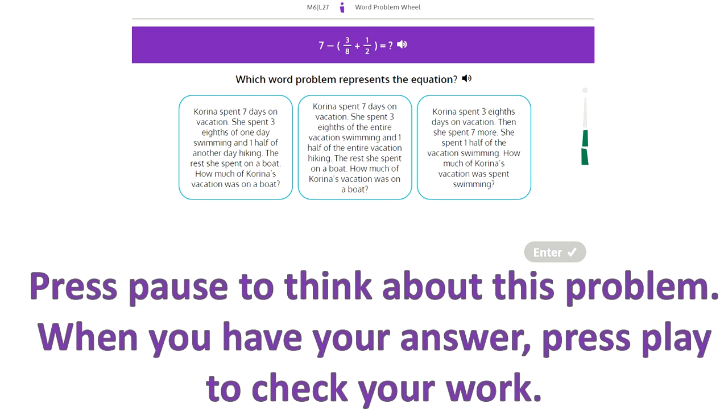Consider the equation 7 minus the sum of 3/8 plus 1/2. Can you identify the word problem that goes with this equation? Go ahead and press pause while you think about it. When you have your answer, press play to check your work.